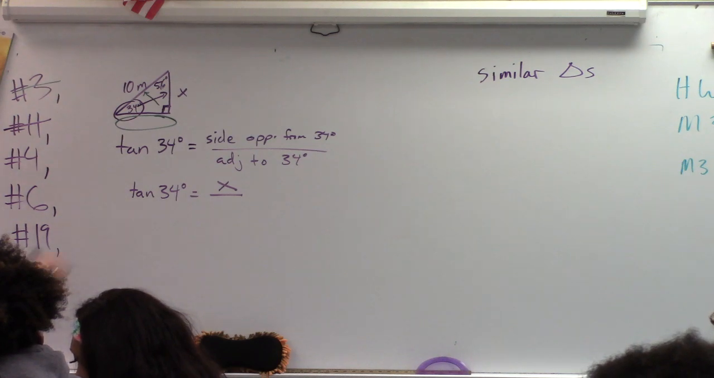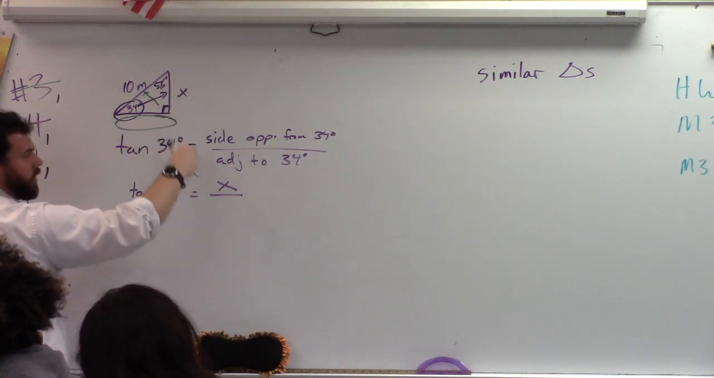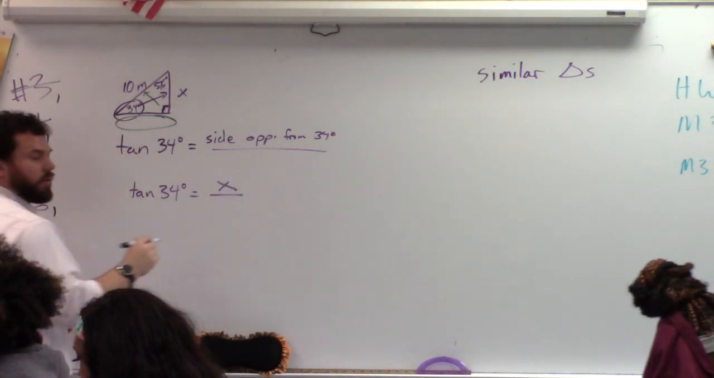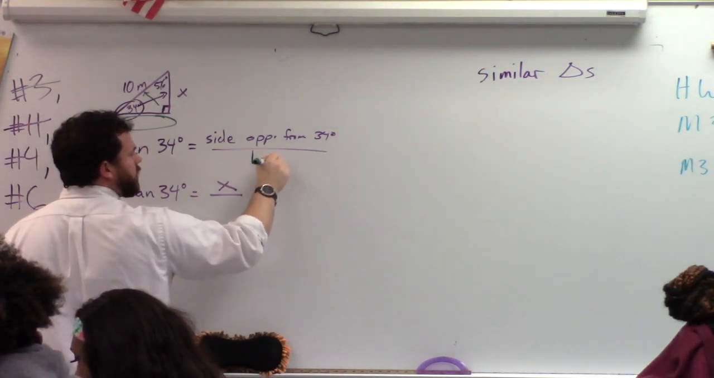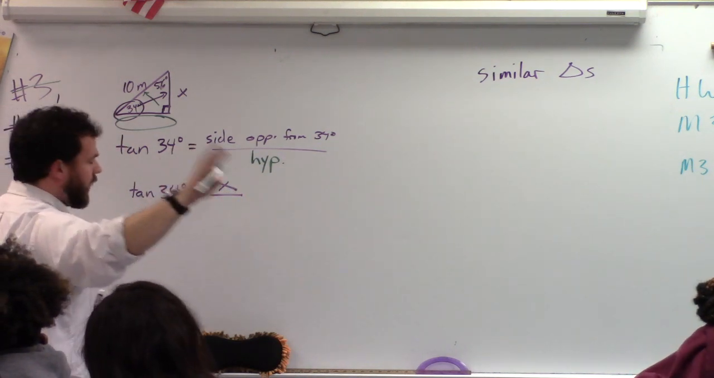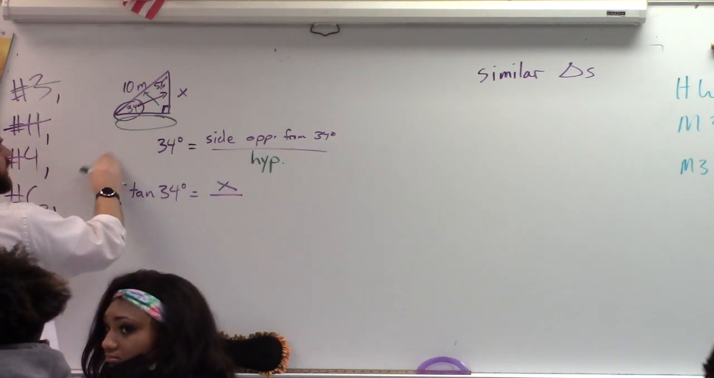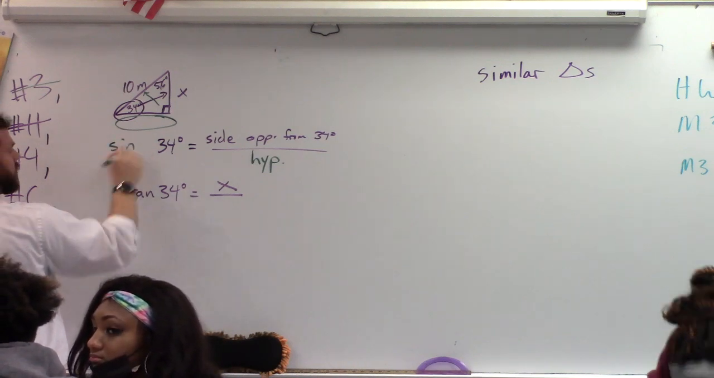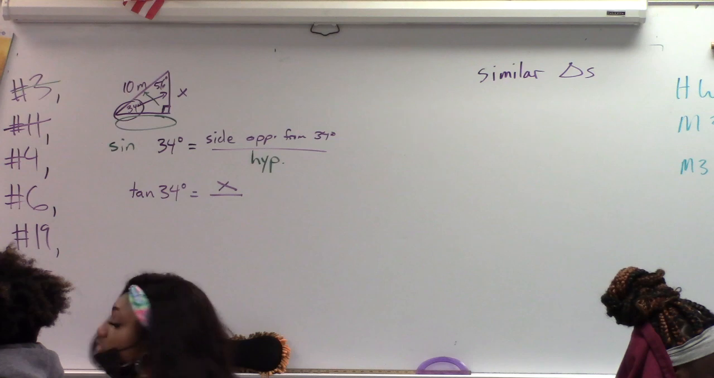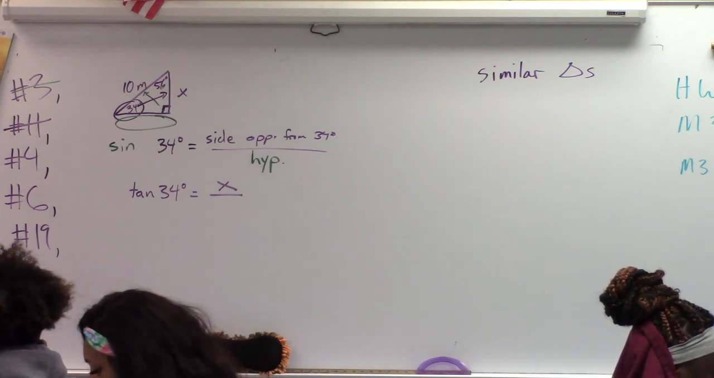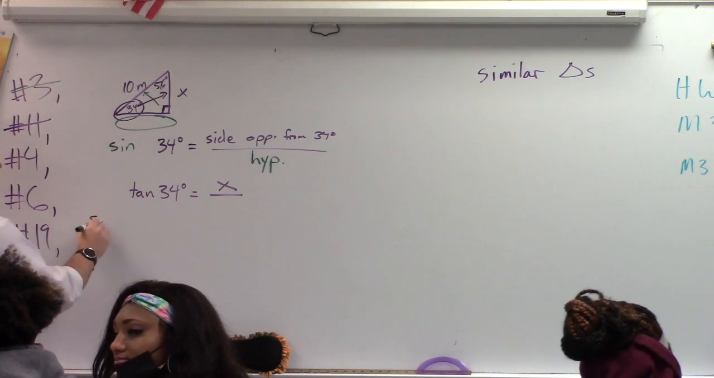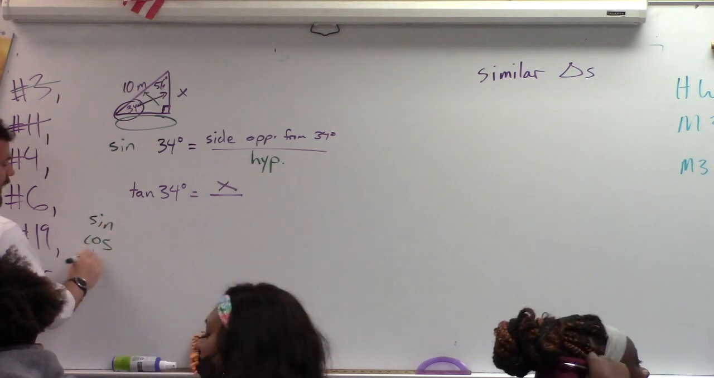So I'm looking for the side opposite. That's good. But which side did I have again? The hypotenuse. Sine. Say it properly. Sine. So I'm using the sine of 34 degrees. Well, hold on, what are we writing down? It's an abbreviation for the word sine, because it's sine and it's cosine and it's tangent.